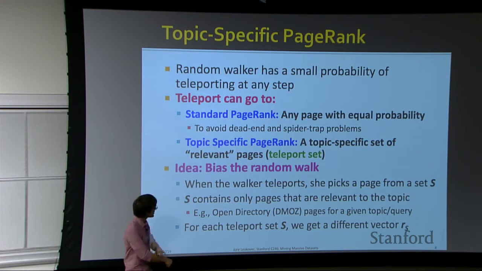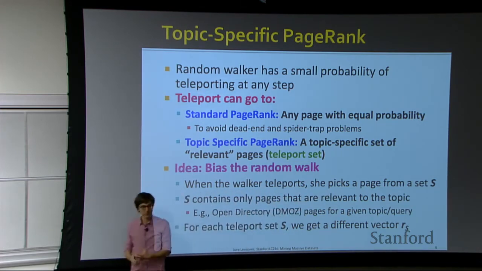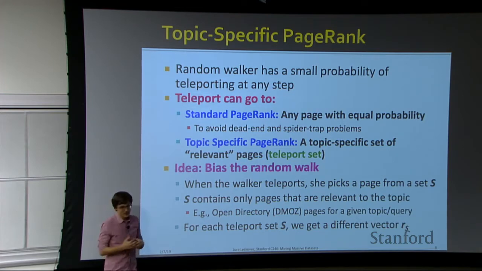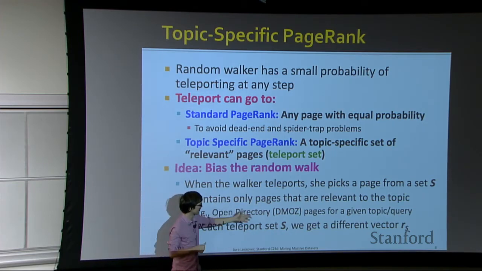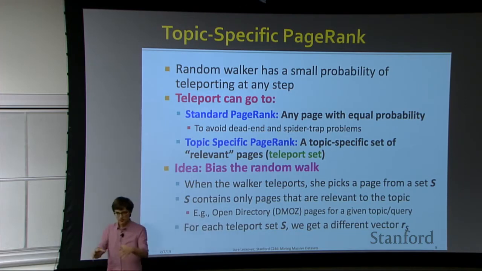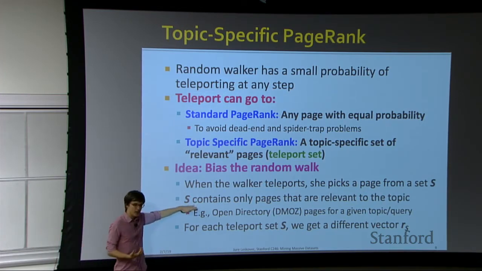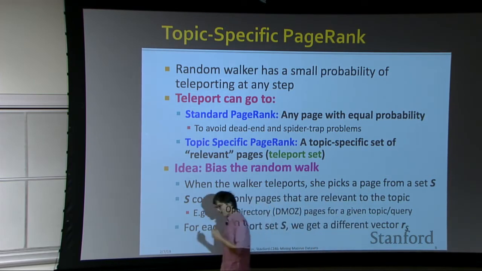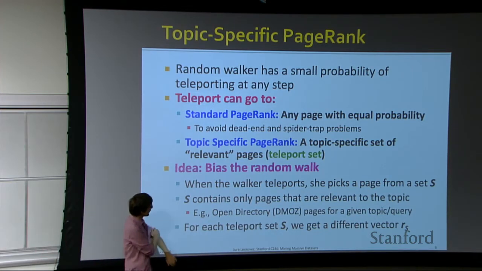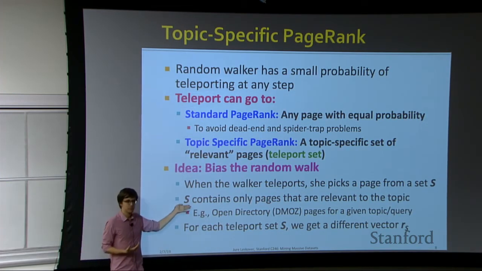How can you use this to compute the topic-specific PageRank? Whenever the random surfer teleports, she picks a page from the teleport set S, and this S contains only pages that are relevant to a given topic. How would you find pages that are relevant to a given topic? You can use, let's say, the Open Directory and so on, to say, for a given topic, what are the authoritative pages? When the random walker jumps and wants to land, they can only land in this set S. This means that for every teleport set S, we get a different PageRank vector r_S. One way to think about this is that now, when we are measuring the importance of a node in the graph, we are measuring it with respect to the teleport set S.